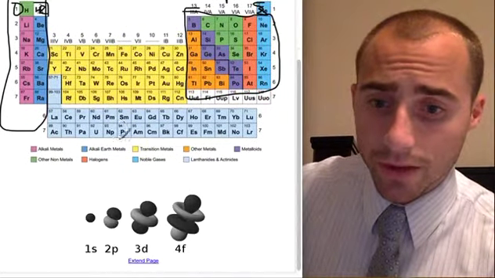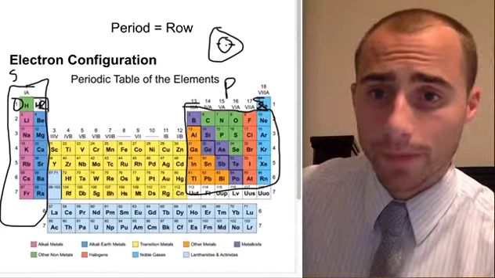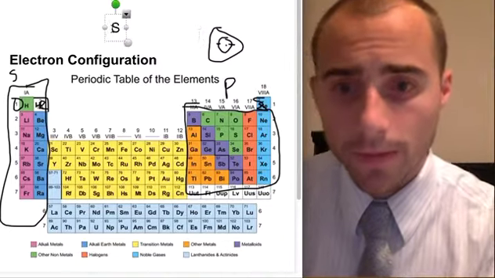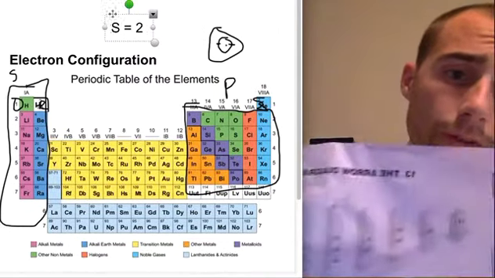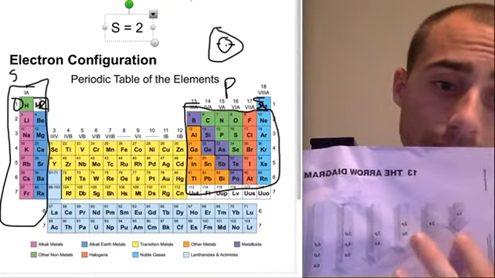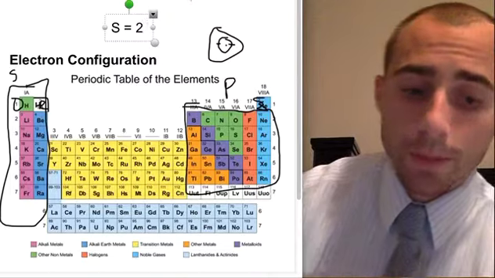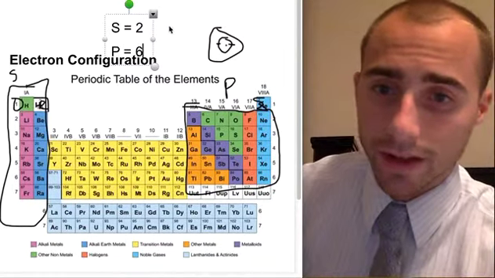Each subshell, S, P, D, and F, can hold a different number of electrons. The S subshell can hold 2 electrons. So like this, our first S subshell, 1s, can hold 2 electrons. Our P subshell can hold 6 electrons.